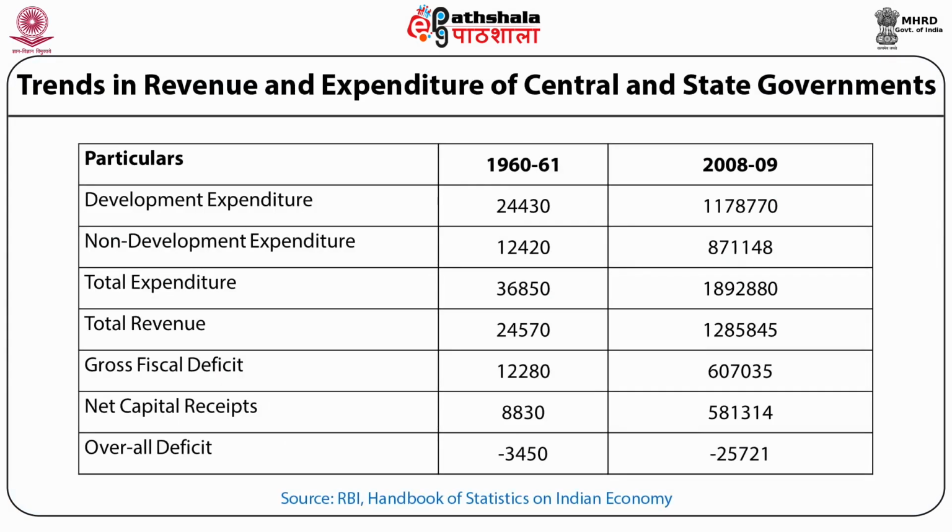Trends in revenue and expenditure of the central and state governments. This table shows the combined picture of the total revenue and expenditure of the center and the states. As we can see from this table, in less than 5 decades, between 1960-61 and 2009-2010, the combined total expenditure of the center and the states has risen from rupees 36,850 crores to 18,92,880 crores, which is over 40 times.